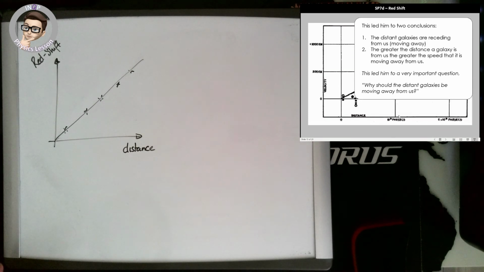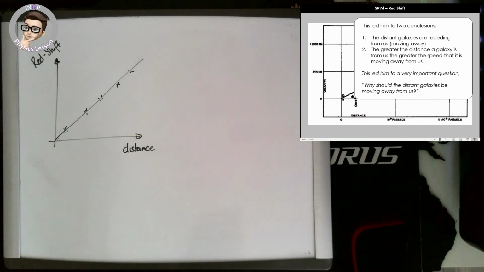Well, it led Hubble to two really important conclusions. He concluded that the distant galaxies are moving away from us. All of them, pretty much every single galaxy he looked at was moving away from us. And he also realised that the greater the distance of the galaxy, the greater the speed that it's moving away. And it led him to a really important question. Why should those distant galaxies be moving away from us?